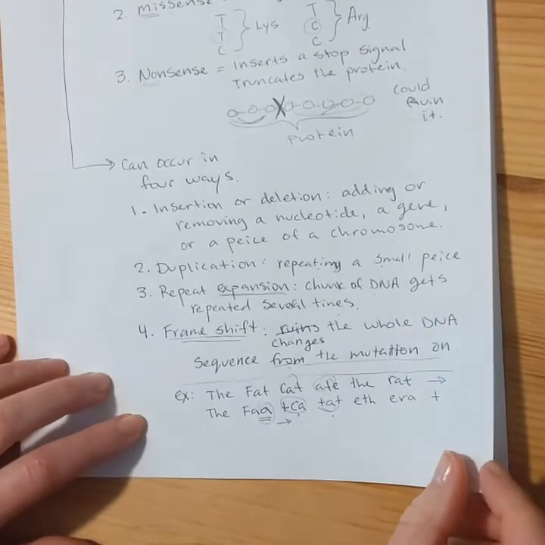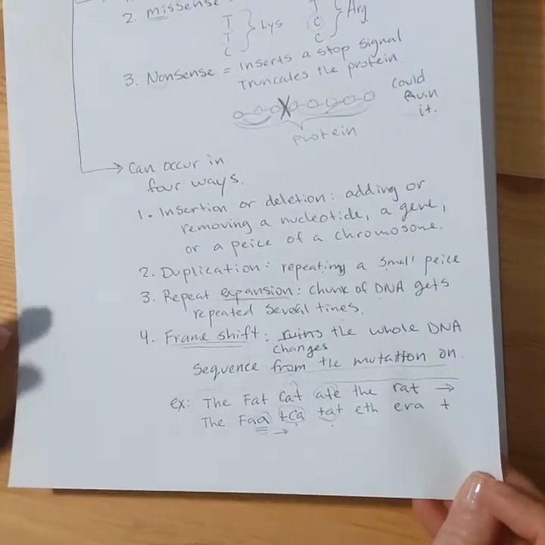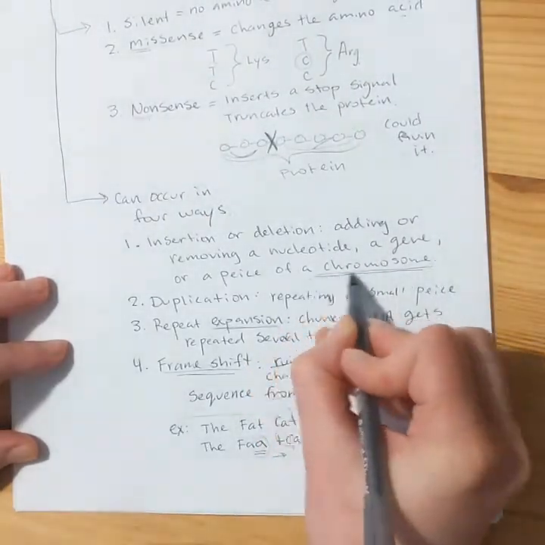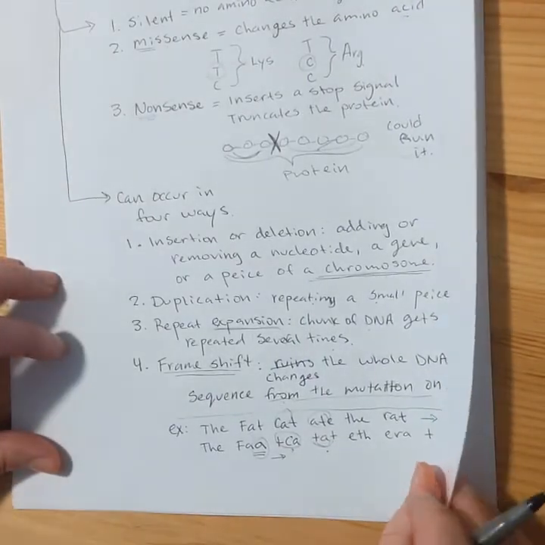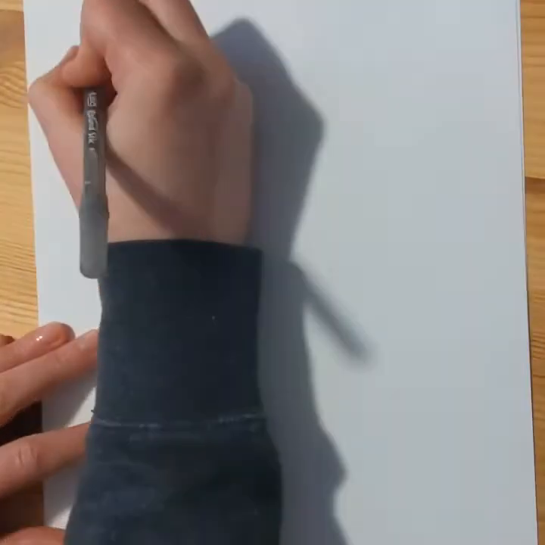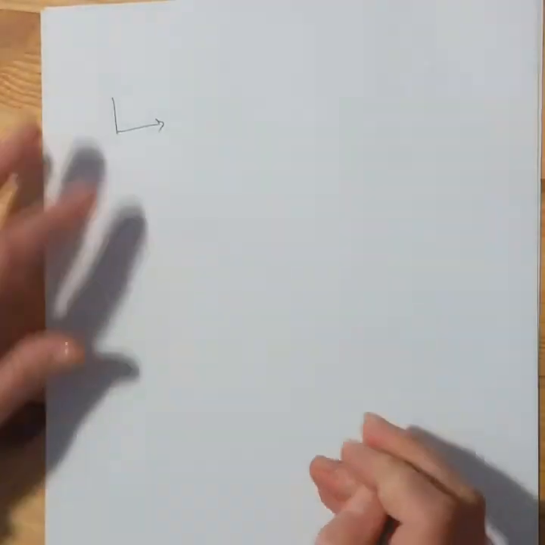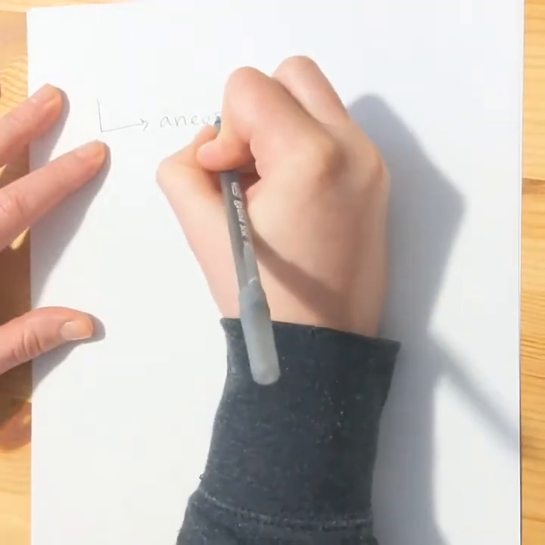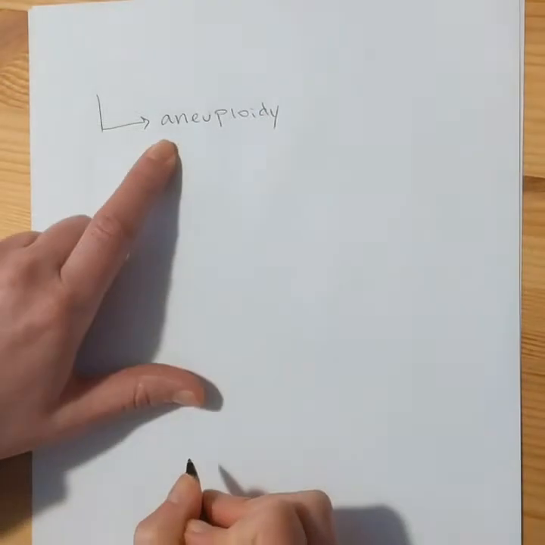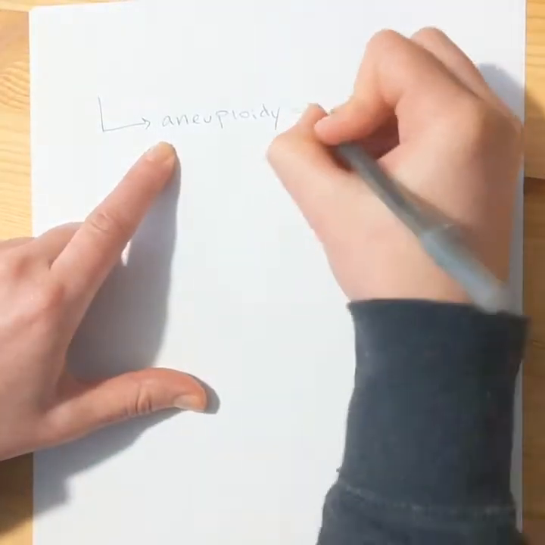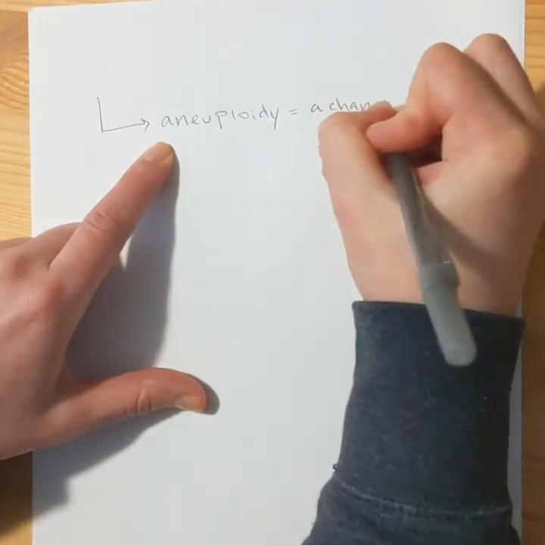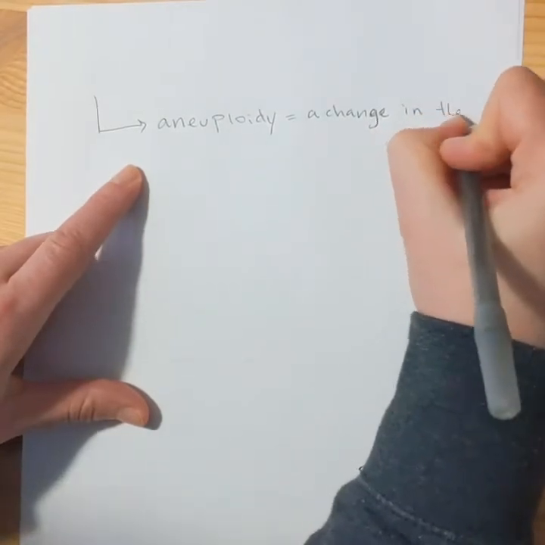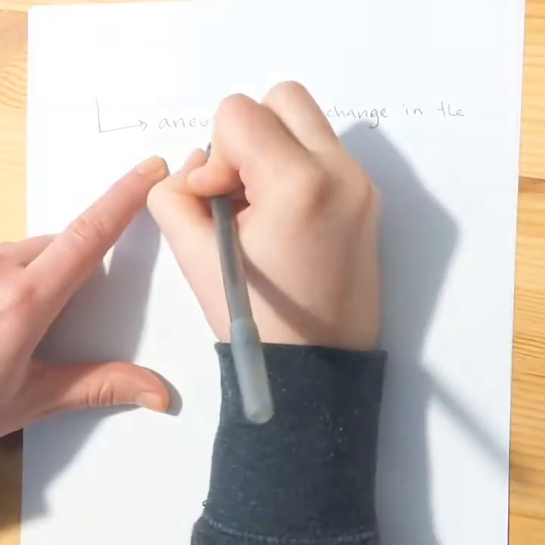So the last thing I want to talk about as we talk about mutations is what happens if you do that chromosome change that we kind of alluded to in our first way we can have a mutation occur. That's going to be called aneuploidy. Cool vocab word. That's a change in the number of chromosomes.